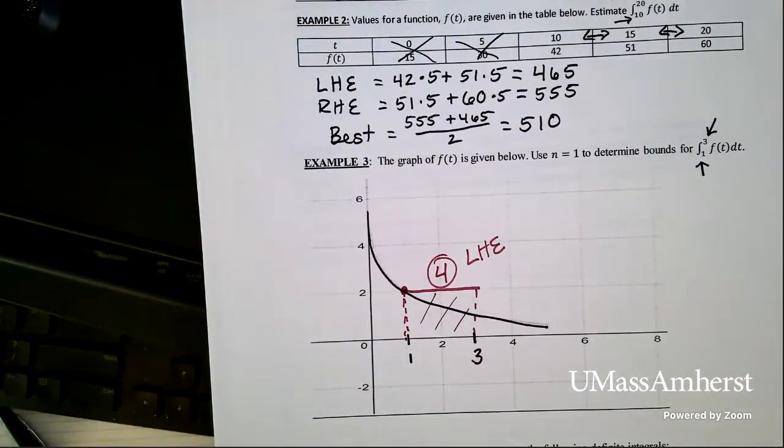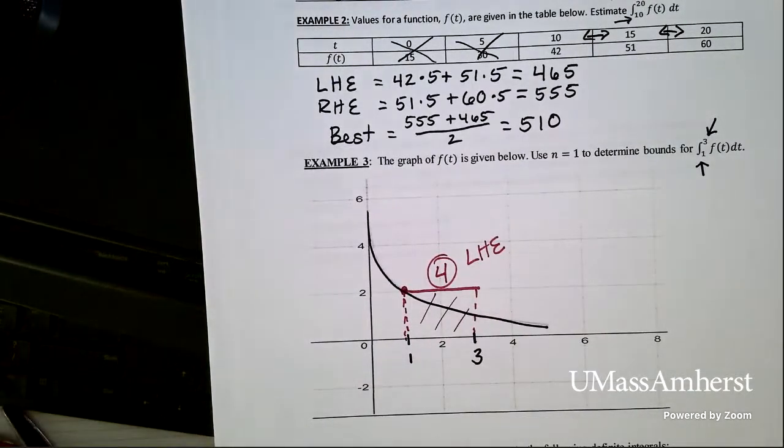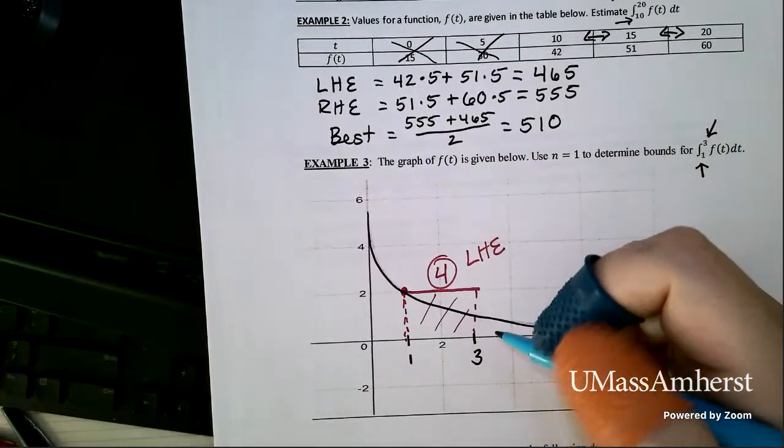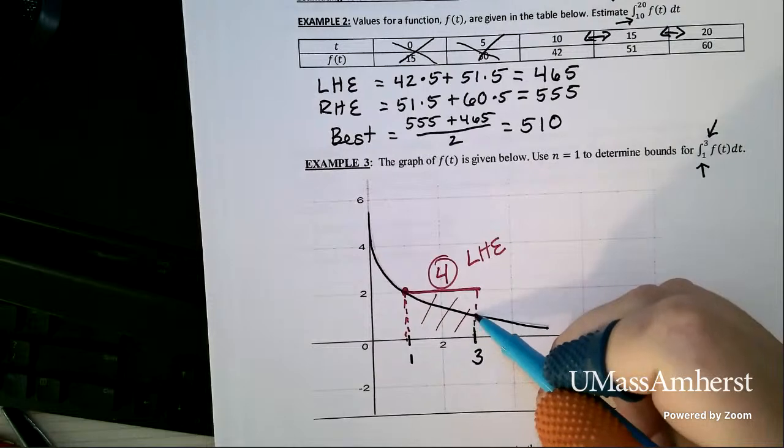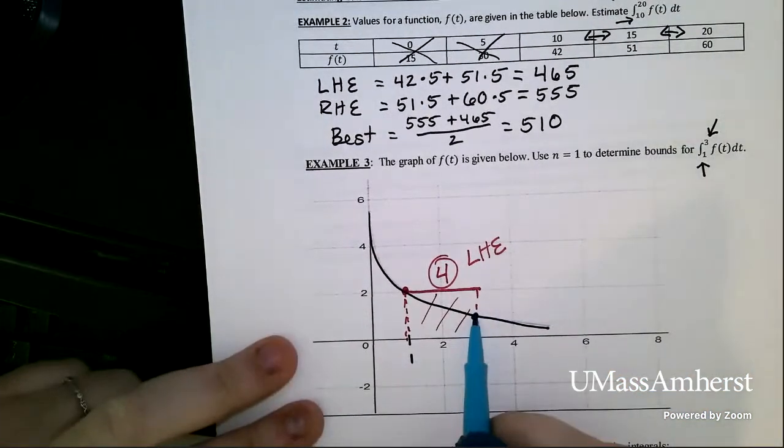Okay. But I could also do a right-hand estimation. And if I were to do a right-hand estimation, I'm going to get the height by picking the value on the right. So it's about here.